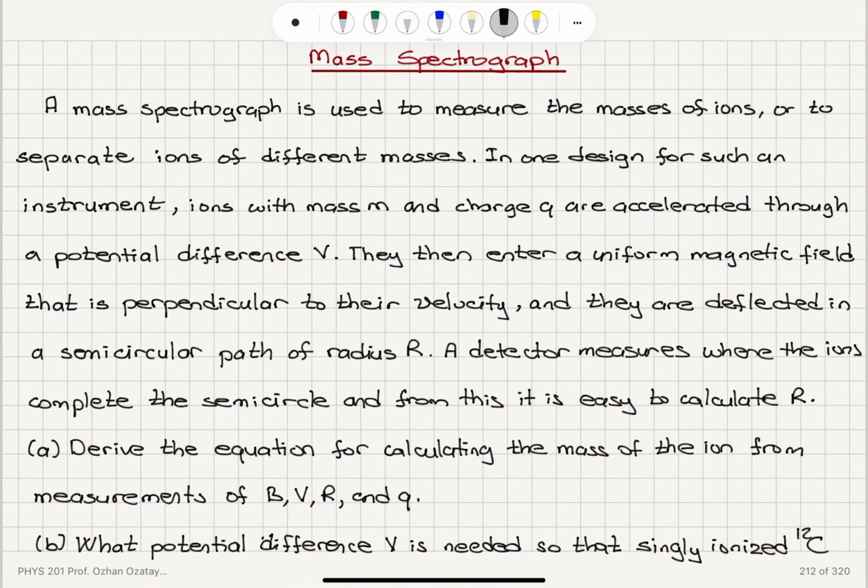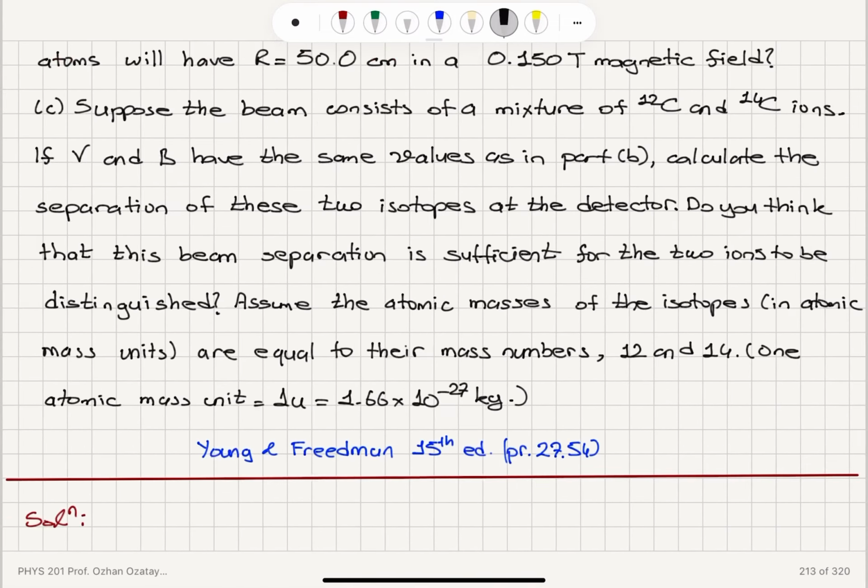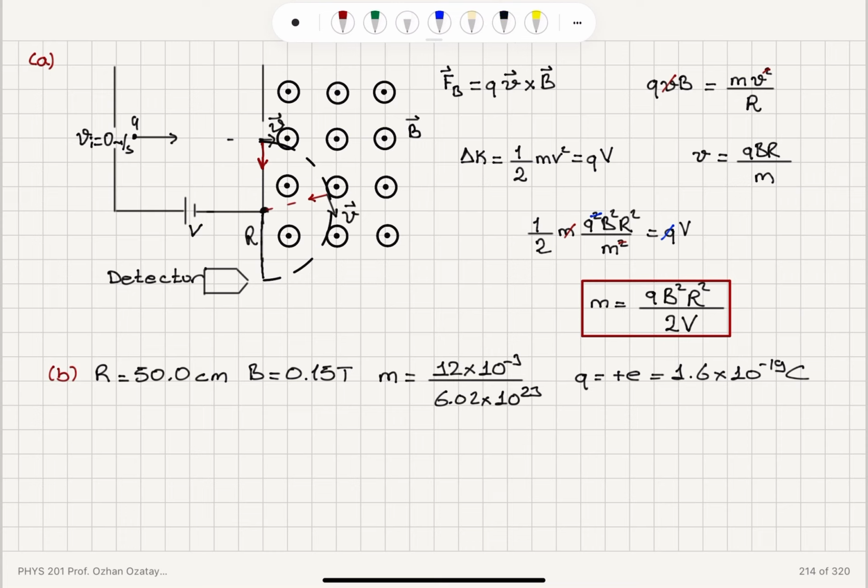How do I know that that is the charge? It is singly ionized, so it loses only 1 electron. Okay. What potential difference is needed? That was the question. Now, looking at this answer here, the potential difference that you would calculate is V equals Q B squared R squared divided by twice the mass of the ion. So that's the answer we will use to calculate the potential.